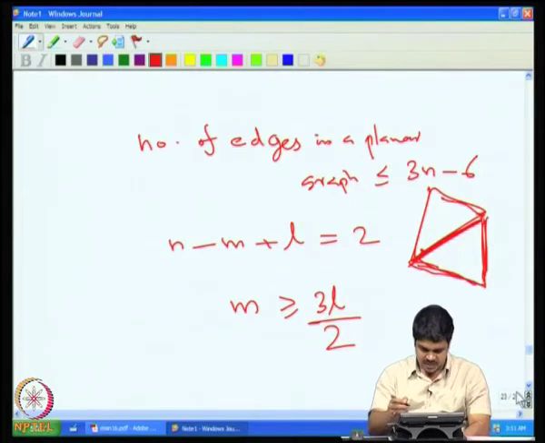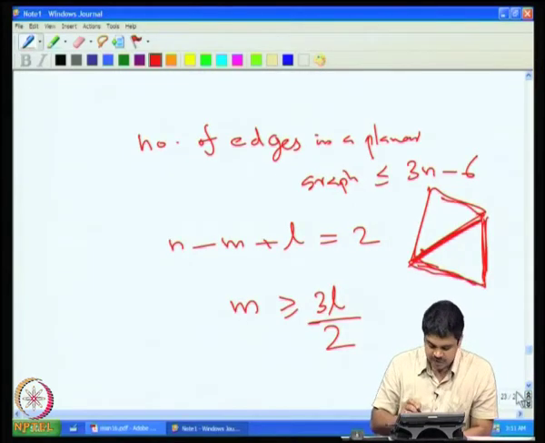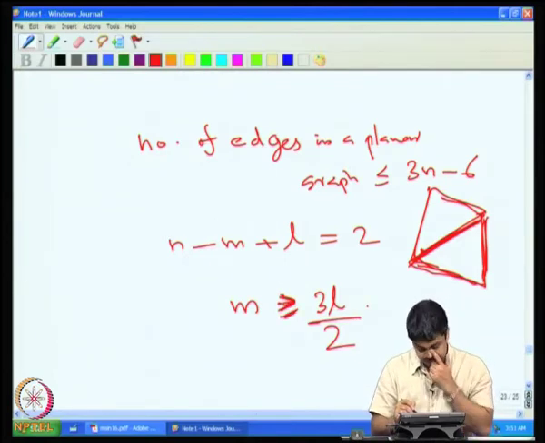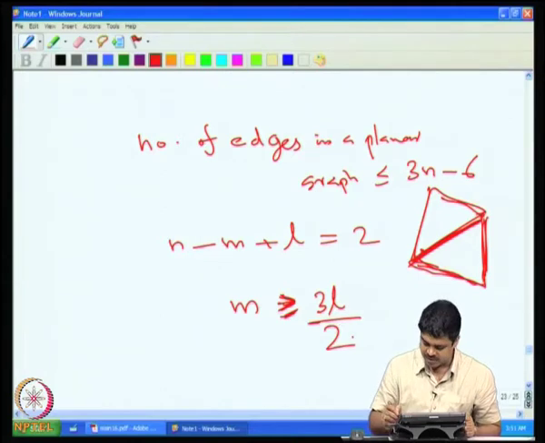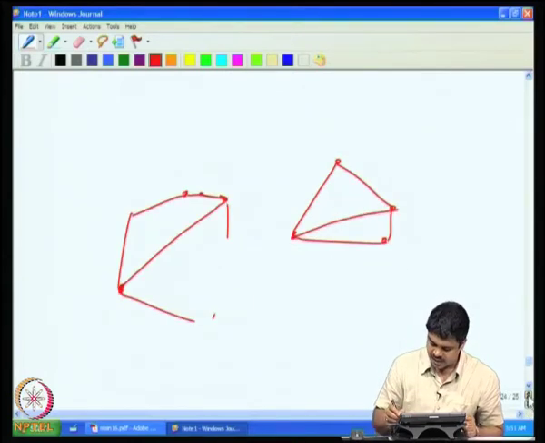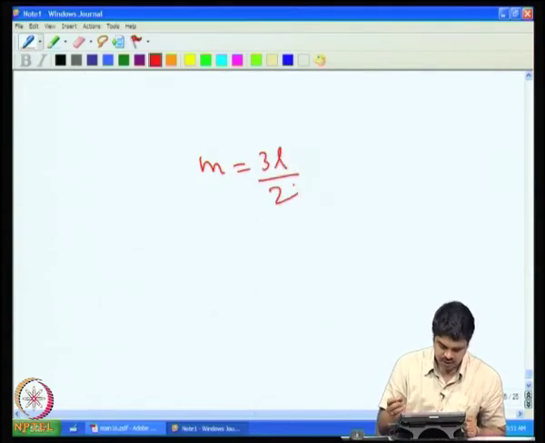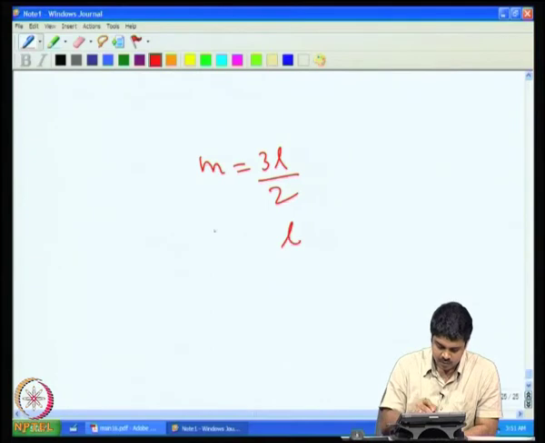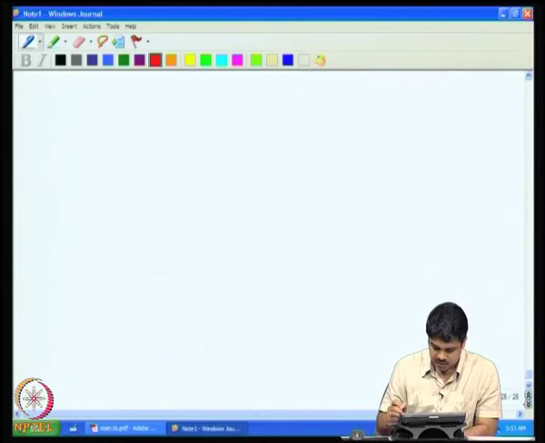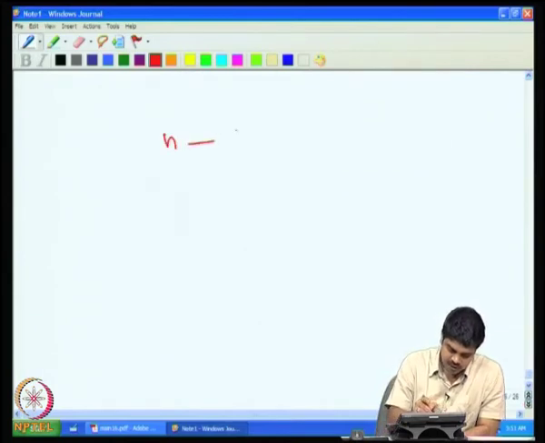In fact, each face will contribute 3 edges, so it will be equal to 3l in that case, when it is triangulated and maximal. So, if I am considering only triangulated graphs, I can write m equal to 3l by 2, right. Now, l equal to 2m by 3, isn't it?